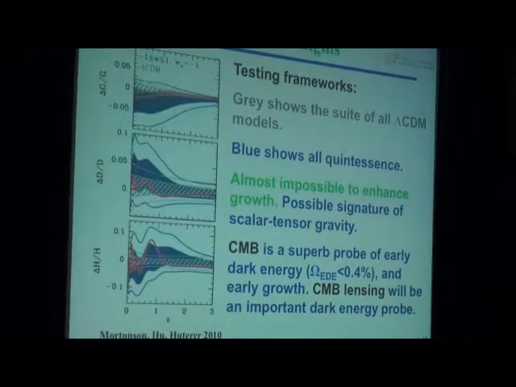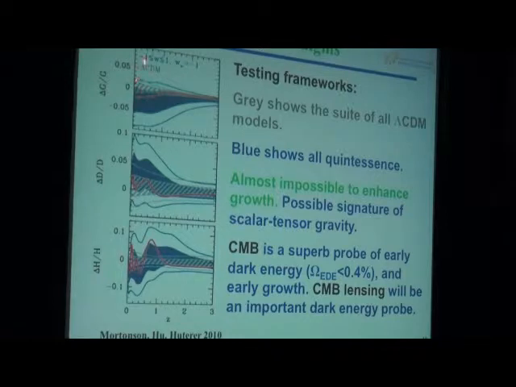A different way of doing the model-independent approach is the formalism of Mortensen, Hu, and Hutterer, where they take different classes of theories and look at the growth rate, the distances, and the Hubble parameter expansion, and they ask what's the generic prediction within different classes? And so the gray band that you see is if you assume lambda CDM and you vary all the parameters within lambda CDM. The blue band enlarges that to scalar field quintessence. And you see that you get certain predictions, that you can't deviate arbitrarily much from growth, distance, and Hubble parameter in those theories without being in disagreement with observations.